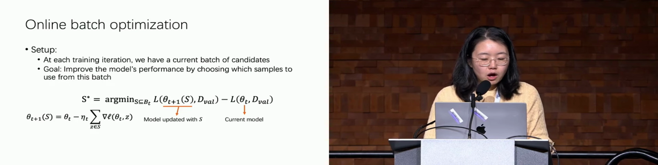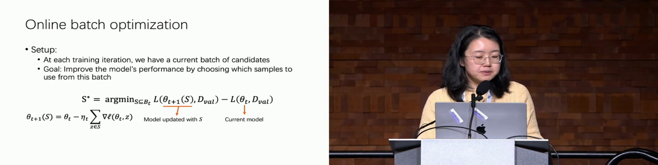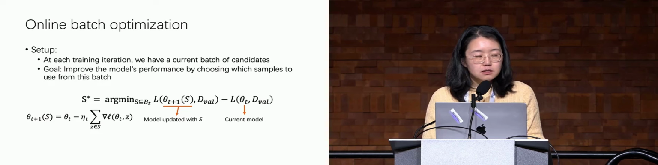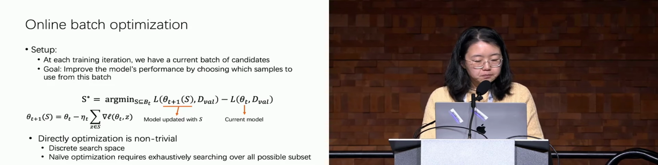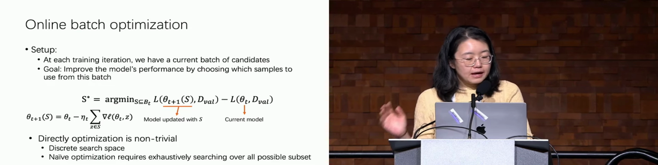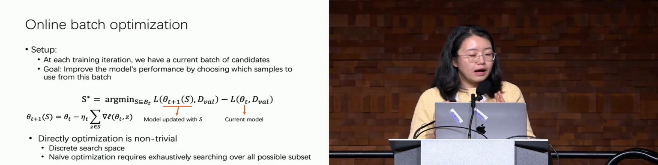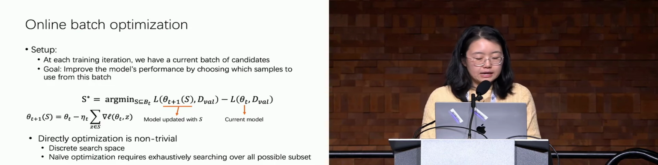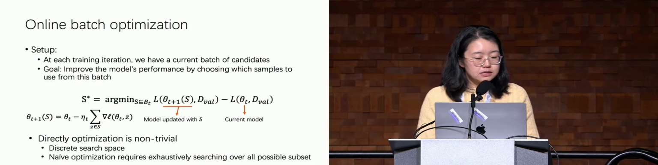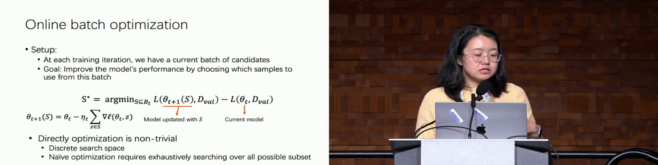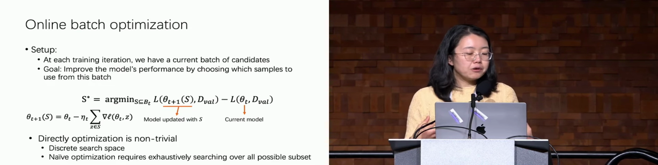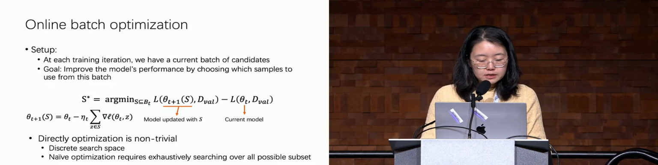Mathematically, we are going to optimize this subset S within the current batch, which is denoted by B subscript t. And in the objective, we are trying to maximize the loss improvement. Specifically, theta t represents the current model, and theta t+1 of S represents the model if you update your model with the selected data S. All right, so if we do gradient descent, this theta t+1 of S can be written out explicitly. It is just theta t updated with the aggregate gradients over S. Right?